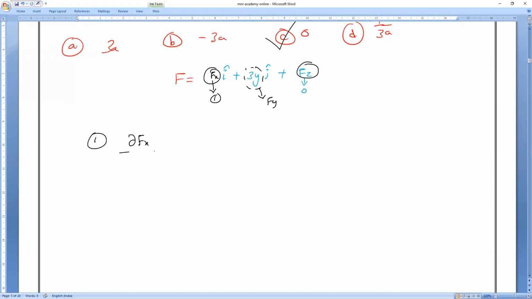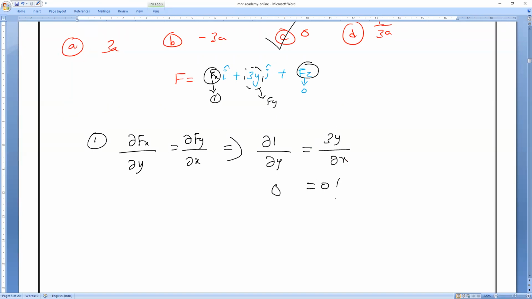First, delta Fx divided by delta y equals delta Fy divided by delta x. So what is the verified answer? Delta Fx is delta 1 divided by delta y. A constant divided by anything equals 0, differentiation. Next, delta Fy is 3y divided by delta x. With respect to x, how is it possible to differentiate y? The answer is 0. Next, rule number 2.